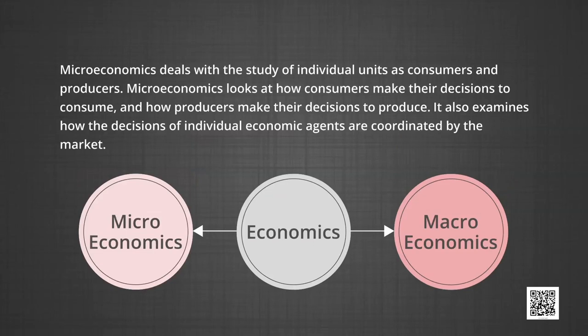Microeconomics deals with the study of individual units as consumers and producers. Microeconomics looks at how consumers make their decisions to consume and how producers make their decisions to produce. It also examines how the decisions of individual agents are coordinated by the market. Macroeconomics, on the other hand, deals with aggregate measures of the economy. That is, it looks at the economic behavior of the whole economy. Macroeconomics looks at economy-wide phenomena such as national income and its determinants, growth, unemployment, inflation, etc.